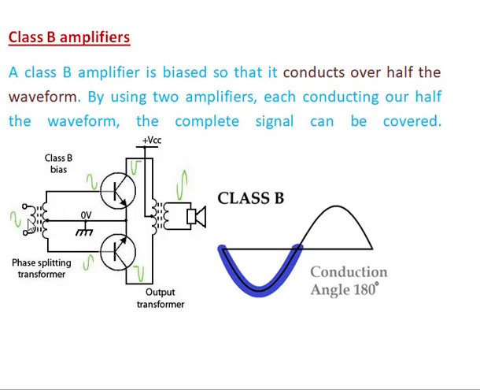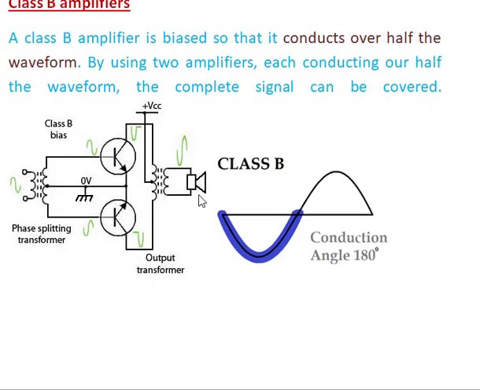When we apply a signal, this transistor conducts only half of the input signal, though its output appears only half. This transistor also gives only half of the input signal. So this transformer combines the both and it appears as a full output.